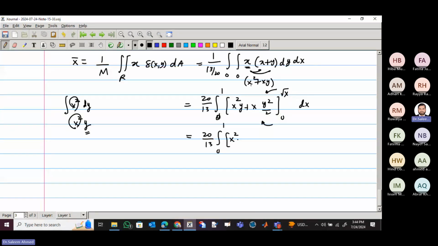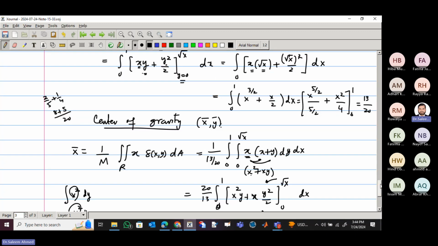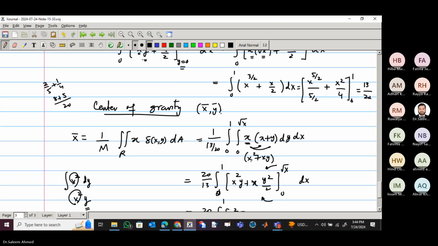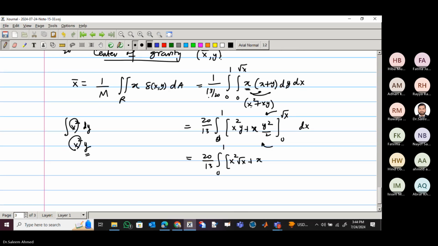So, Doctor, how do you put that number above m? M is not 13 by 20. I calculated that, right? So it is 13 by 20 here. So it is in the denominator. When you bring it up, it will become 20 by 13.